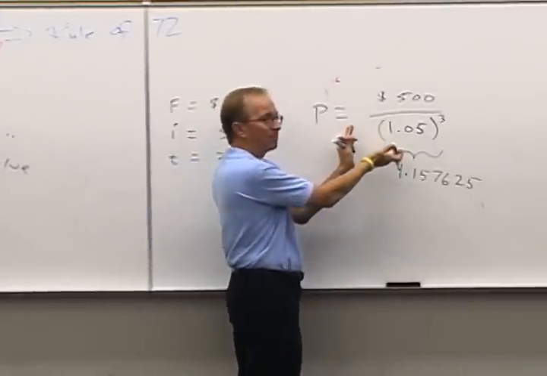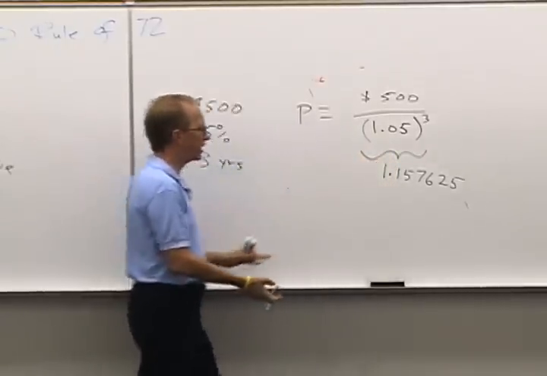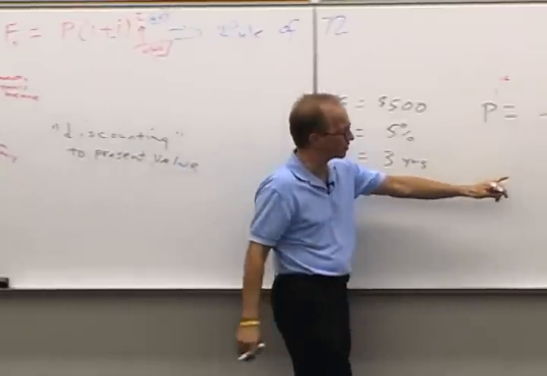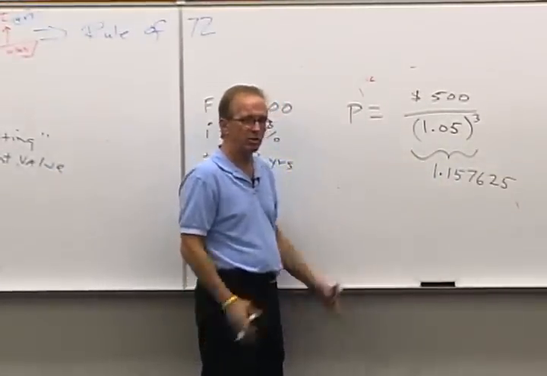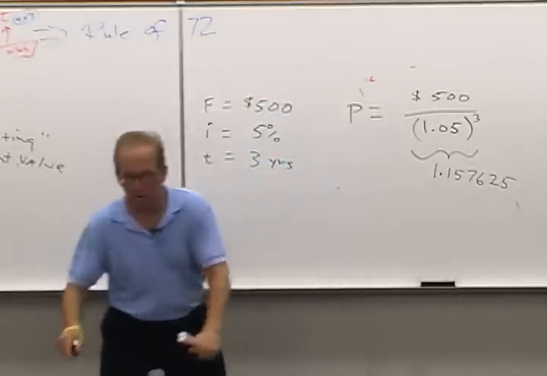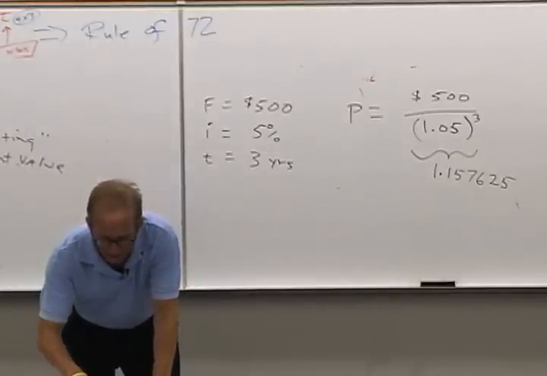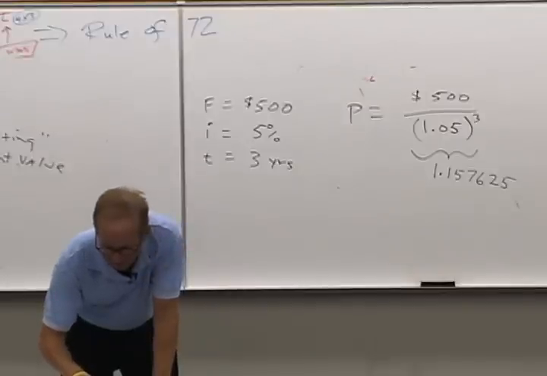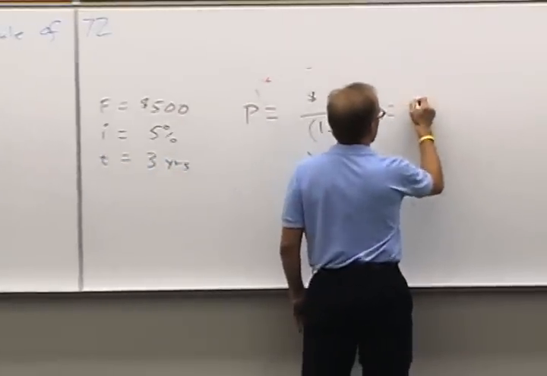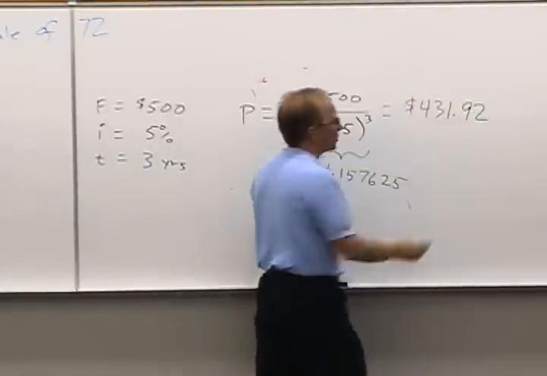So here we've converted our denominator, and as I said before, we're going to divide that future amount of money by a number bigger than 1. And here it's about 16%, not quite, 16% bigger than 1. So we're kind of discounting those future dollars by about 16%. But anyway, when we do this, let me do the calculation here. So 500 divided by 1.157625 is $431.92.